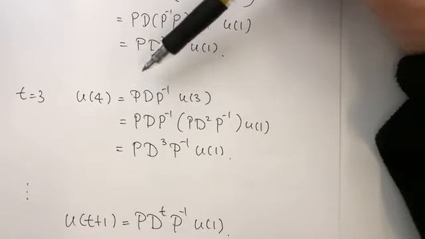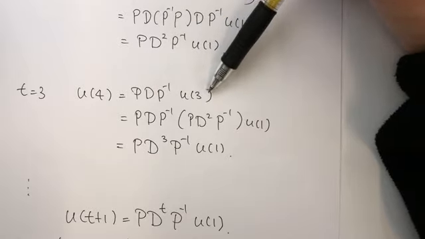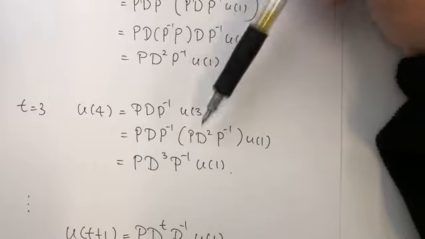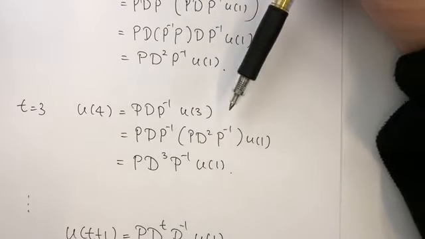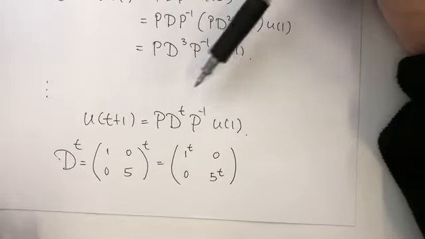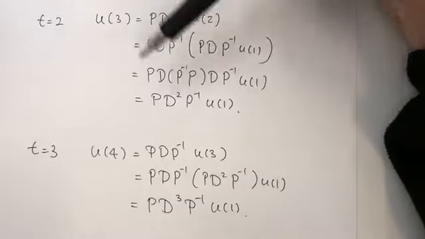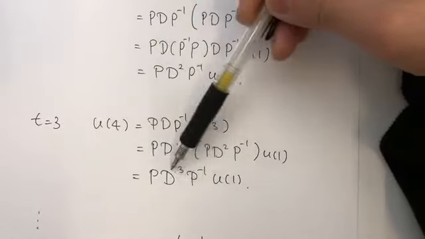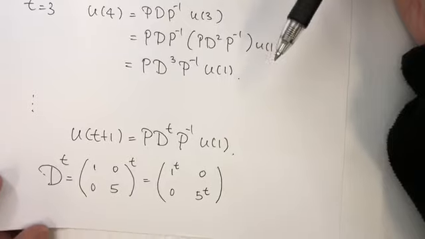Let's go through this process again. u4 will be P D P inverse u3. We already know u3 is this, so we do these substitutions. P and P inverse cancel each other out, and D squared and D multiplied together give D cubed. It's exactly the same. So right now, we have u_{t+1} equals P D^t P inverse u1. You can look at the index: for u2 the power is 1, for u3 the power is 2, for u4 the power is 3. Therefore t plus 1 corresponds to the power t.